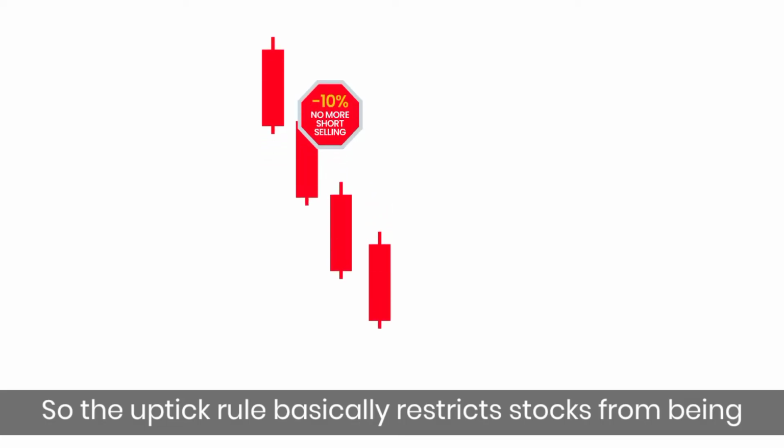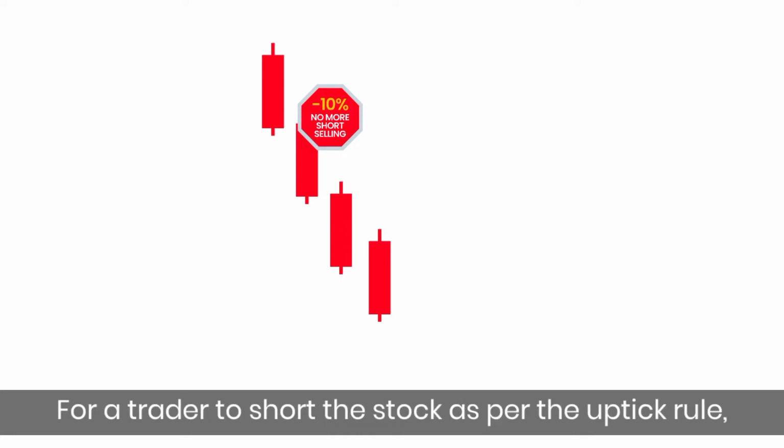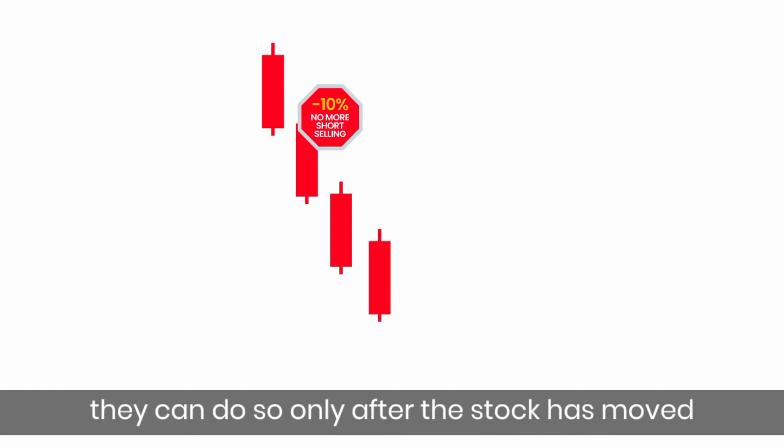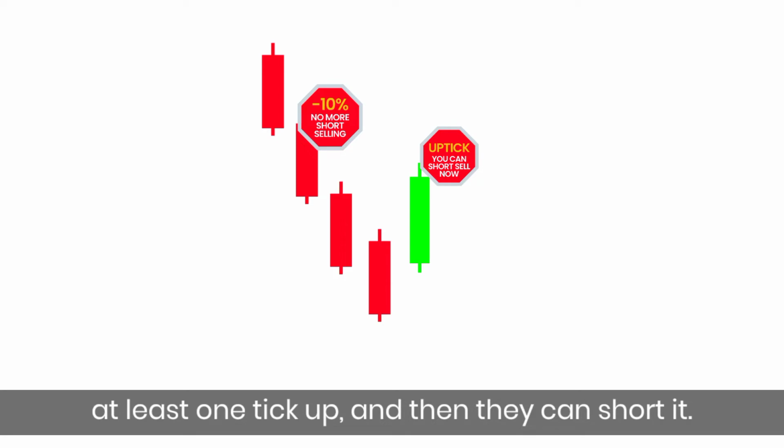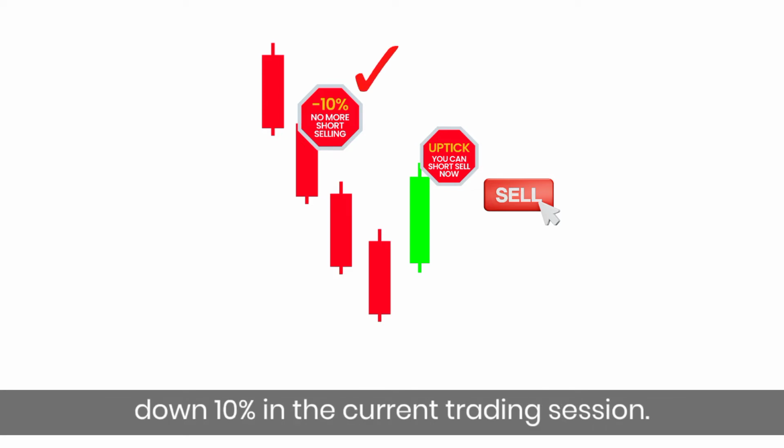So the uptick rule basically restricts stocks from being shorted at a lower price than its last traded price. For a trader to short the stock as per the uptick rule, they can do so only after the stock has moved at least one tick up, and then they can short it. Also, the rule comes into force after the stock is down 10% in the current trading session.